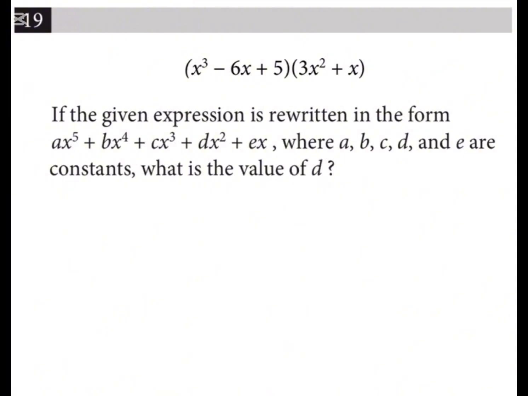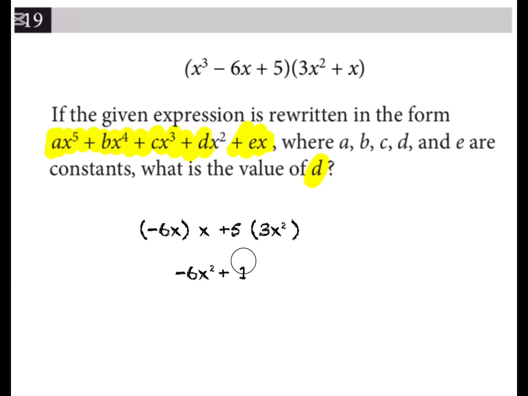This question is a polynomial expansion problem to find the coefficient of x squared, which is d. Let's break this down. When solving these types of problems, you don't need to expand everything. Just focus on the terms that will result in x squared. Multiplying minus 6x by x and also 5 by 3x squared brings us x squared terms. Now, add the contributions to x squared. Minus 6x squared plus 15x squared equals 9x squared. This means the coefficient of x squared is d equals 9.